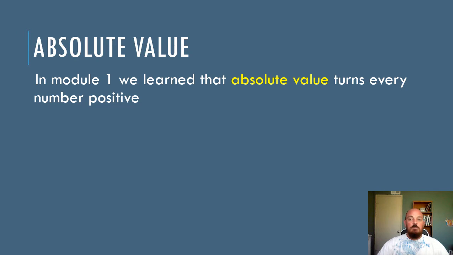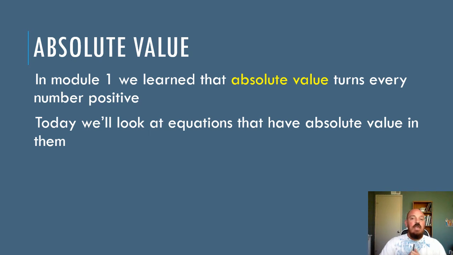So absolute value is a math function that takes any number and turns it positive. So like the absolute value of 5 is 5. It was already positive. But the absolute value of negative 12 is positive 12. It takes that negative number and turns it positive.